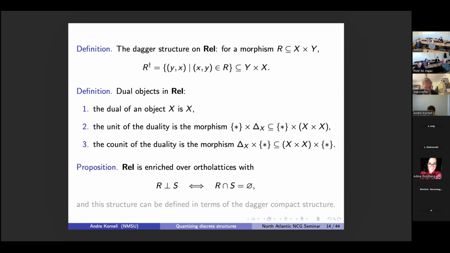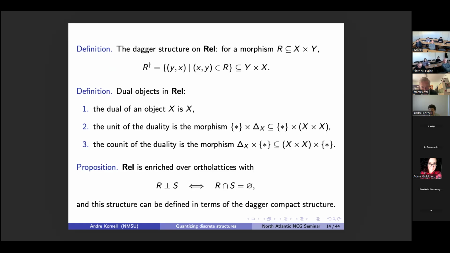And to tell you the enrichment, all I really need to tell you is when two of these things are orthogonal to each other, and they're going to be orthogonal when they're disjoint as sets. So R orthogonal to S, just in case R intersect S is the empty set. And in fact, this structure can be defined in terms of the dagger compact structure. So I didn't need to tell you the enrichment. The enrichment comes from the structure I had previously described. In fact, even the dual objects come from the structure that is described before them.